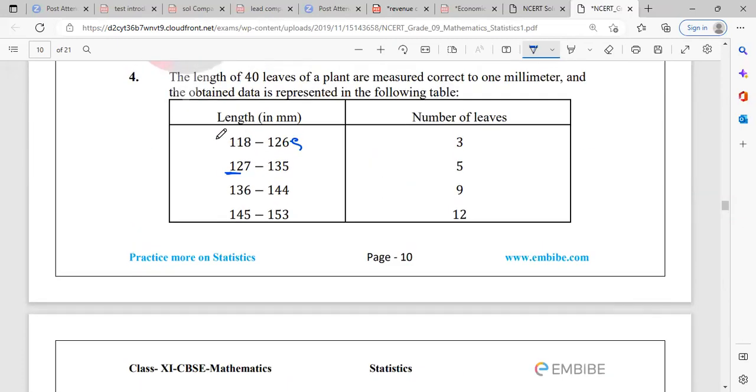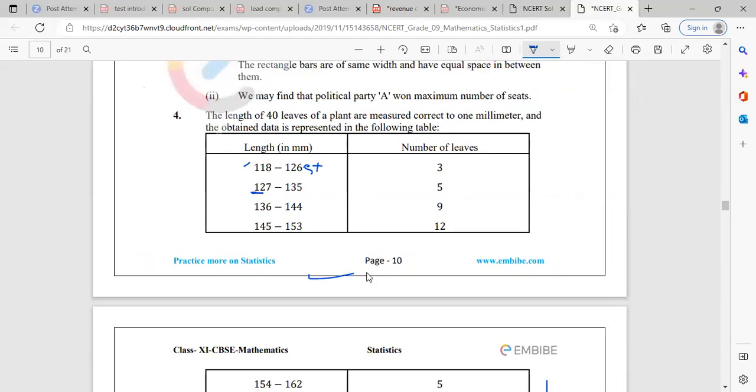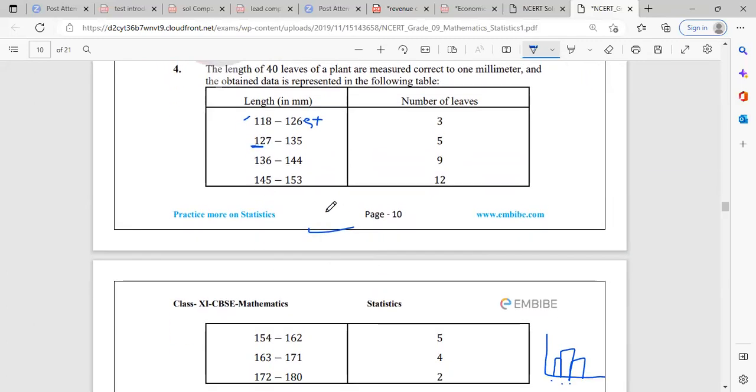So what is your first step? First of all, you are going to subtract 0.5 from here and add 0.5 here. You will make your own table. Then you are going to make a histogram. Clear? So first, you make your own table. Subtract 0.5 from here and add 0.5 here. Okay?